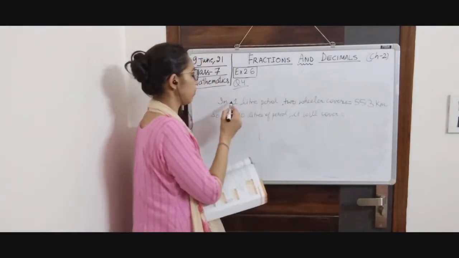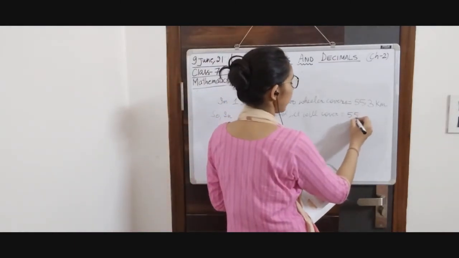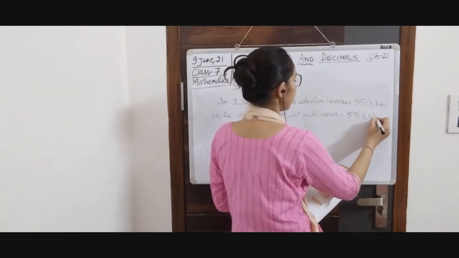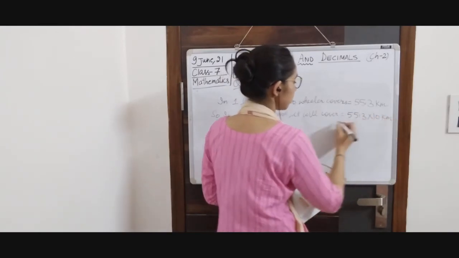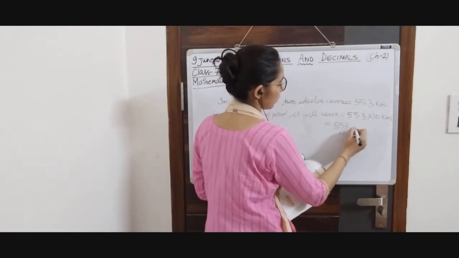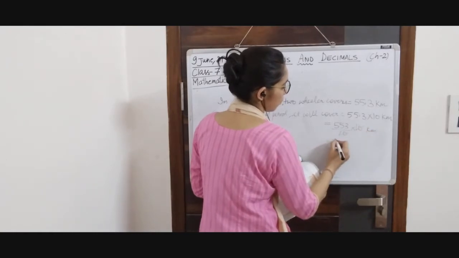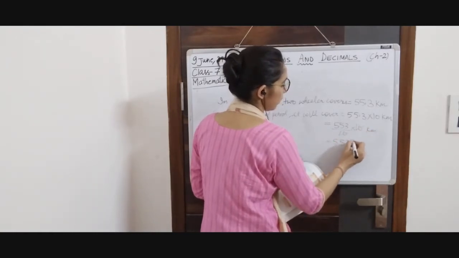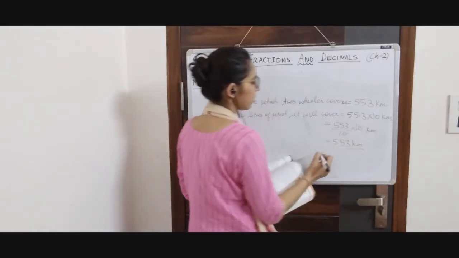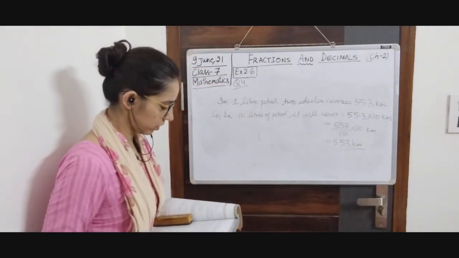because we are going from smaller to bigger, we will perform multiplication. 55.3 into 10 kilometers means we will convert it into a fraction. This much, cancel out. 553 kilometers. In 10 liters, the two-wheeler will cover 553 kilometers.